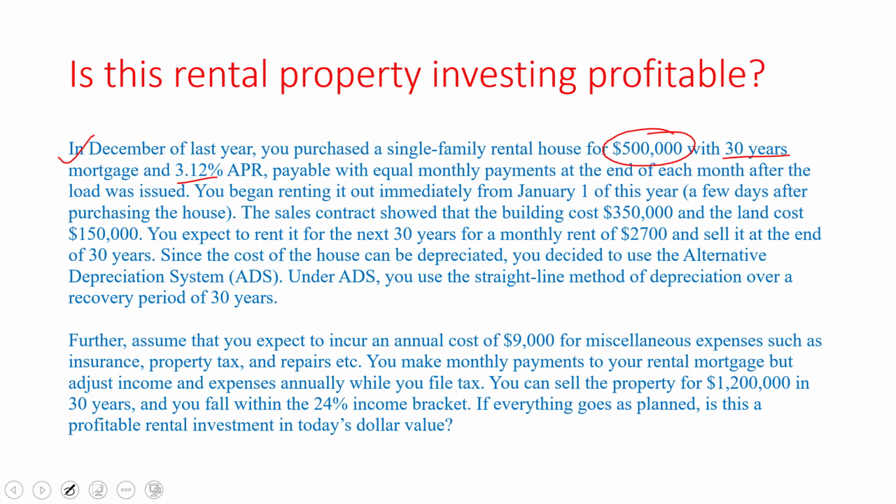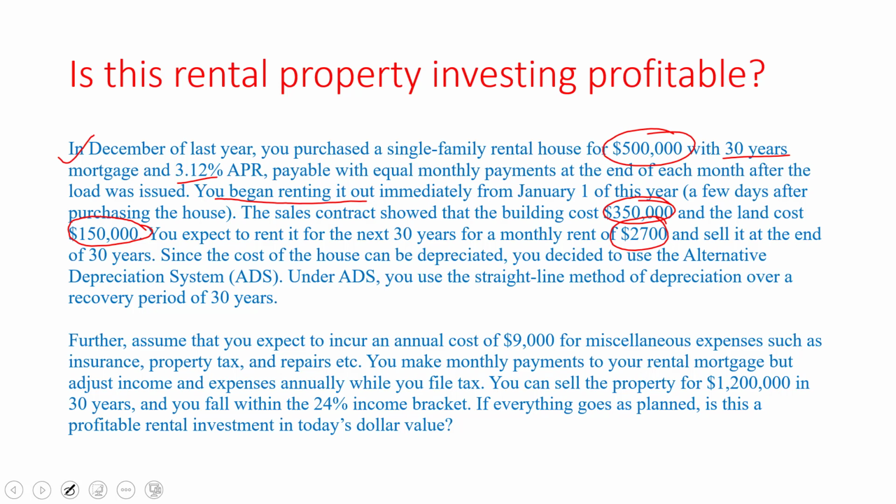Further, we assume that you began renting this out immediately from January of this year, a few days after purchasing the house. The sales contract shows that the building cost $350,000 and the land cost $150,000. You expect to rent it for the next 30 years for a monthly rent of $2,700 and sell it at the end of 30 years.